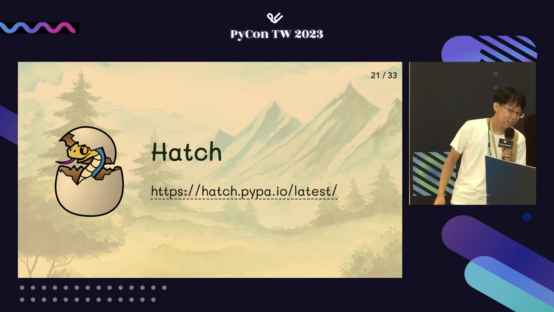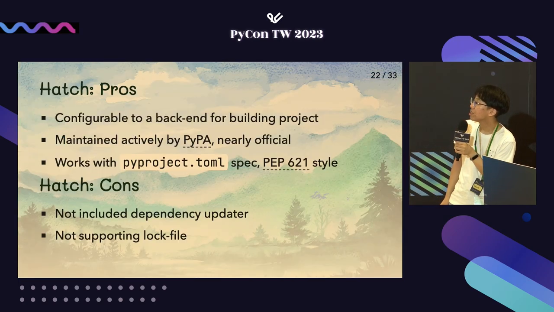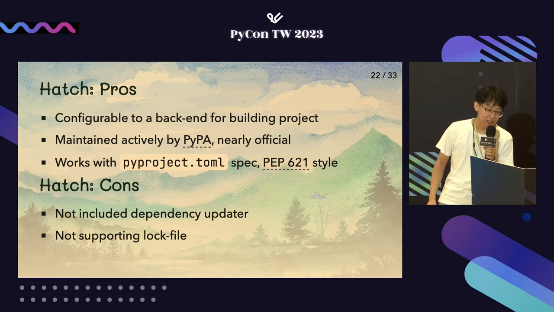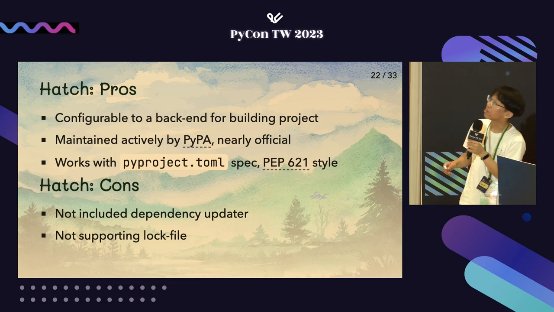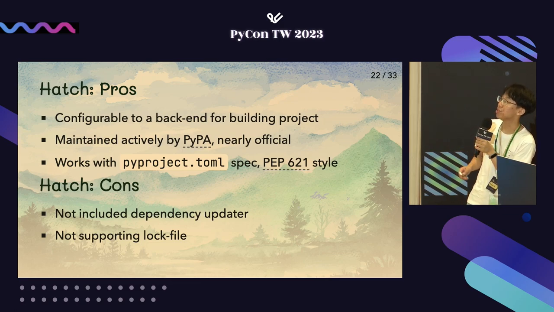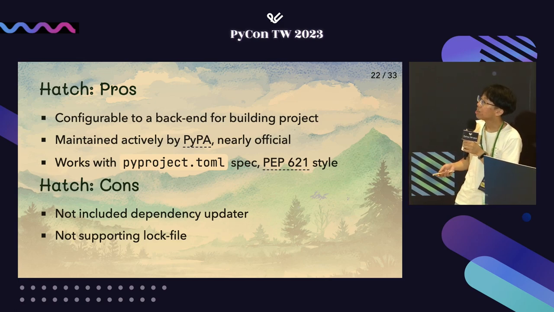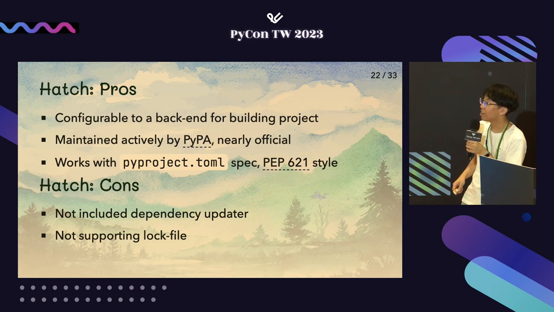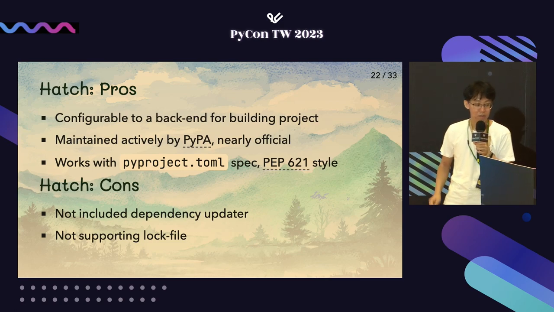Fifth is Hatch, the last tool I will introduce, excluding pip. It was published very recently, and maybe someone is interested in this. It is very configurable for the build backend. You can use build backends such as setuptools, and also use PDM or pip-sync from pip-tools. It is actively maintained by PyPA, so I think it is nearly official, and it works with pyproject.toml spec.